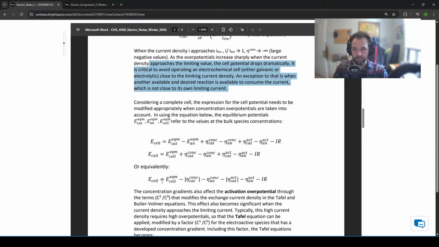Considering a complete cell, the expression for the cell potential needs to be modified appropriately when concentration overpotentials are taken into account.